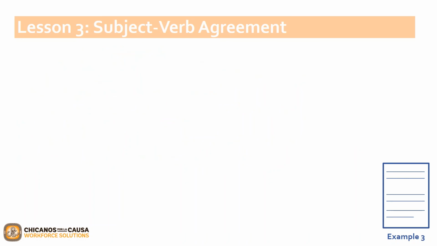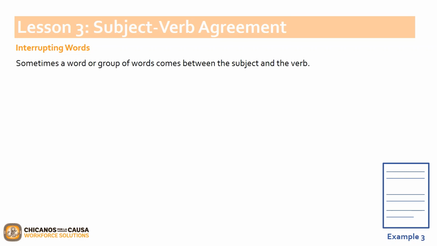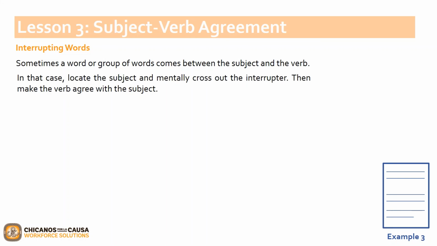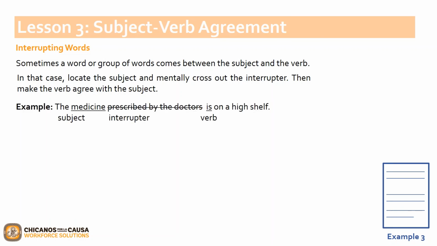Interrupting words. Sometimes a word or group of words comes between the subject and the verb. In that case, locate the subject and mentally cross out the interrupter, then make the verb agree with the subject. For example, the following sentence says, The medicine is on a high shelf.